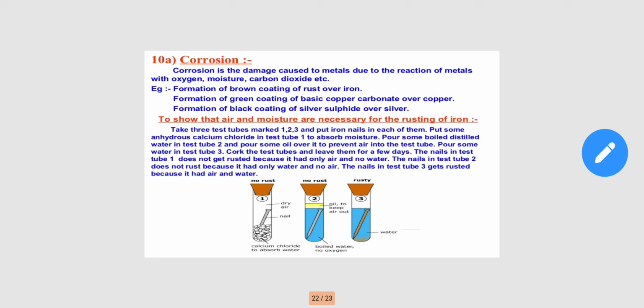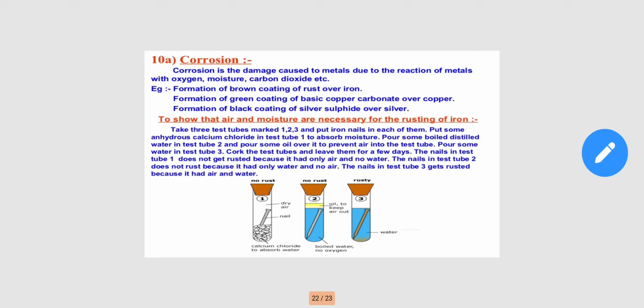What is corrosion? Corrosion is the damage caused to a metal due to the reaction of the metal with oxygen, moisture, and carbon dioxide, etc. Examples: formation of a brown coating of rust over iron, formation of a green coating of basic copper carbonate over copper, and formation of a black coating of silver sulfide over silver.